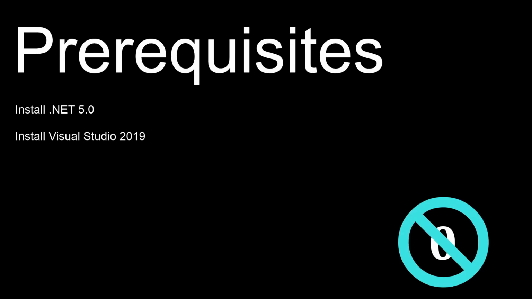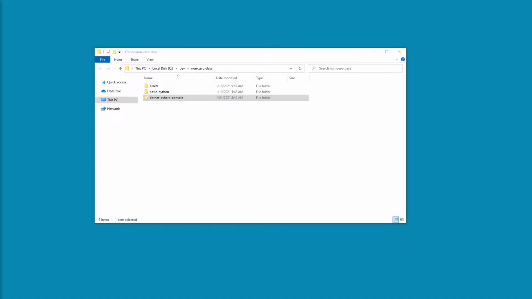Before starting today's exercise, you'll want to install .NET 5.0 and Visual Studio 2019. Community Edition is fine. Today we intend to play with C# a little, and we'll do that by creating a console application. All right, let's start by creating a little playground for today's exercise.